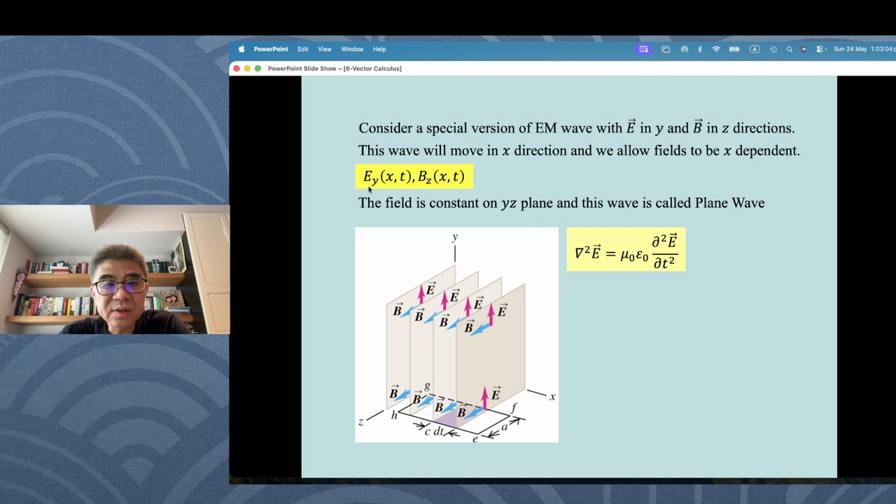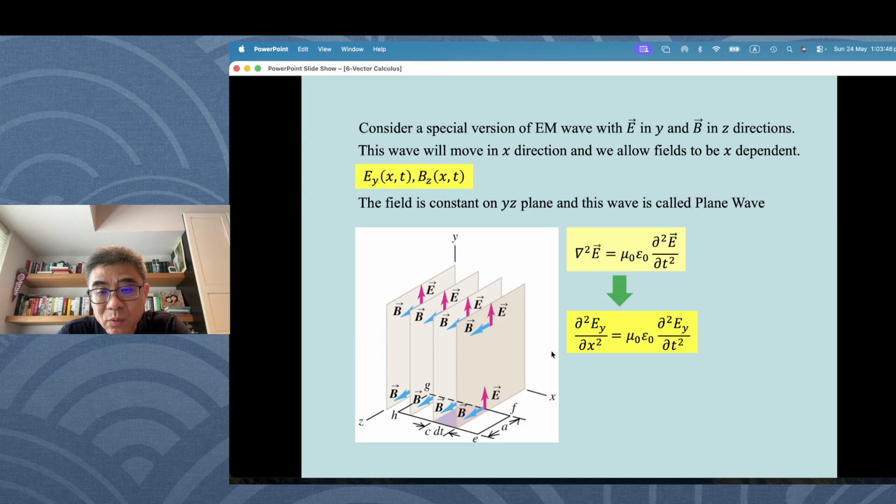In this case, because the field is only in the EY direction, we can restrict our calculation of the Laplacian to EY. Originally, the equation is for 3 components of the electric field, but because the electric field now has only a y component, we restrict it to EY. The derivative originally has 3 components. However, EY only depends on x. Therefore, partial y and partial z are equal to 0.